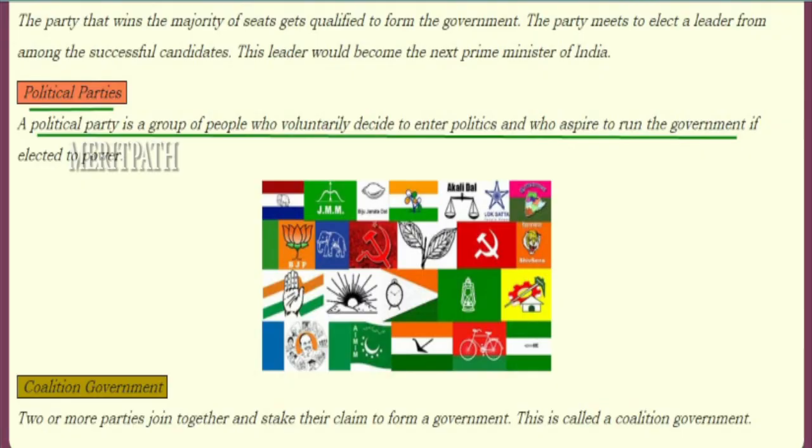Political parties. It means a group of people who voluntarily decide to enter politics and aspire to run the government if elected to power. In this image, we see the different political parties in India. Next is coalition government. If two or more parties join together and stake their claim to form a government, it is known as coalition government.